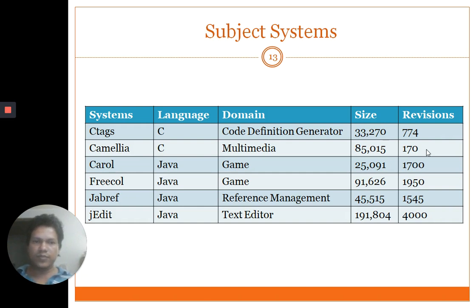This slide shows the subject systems that we have investigated in our research. The first 2 systems, CTEX and Camellia, have been implemented in C, and the remaining systems have been implemented in Java. We can also see the application domains, sizes, and divisions of these subject systems.